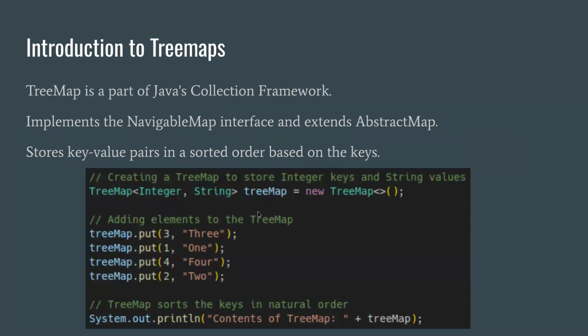Here is an example of creating a tree map and adding elements to the tree map. For those of you familiar with hash map, you'll see that they look very similar.